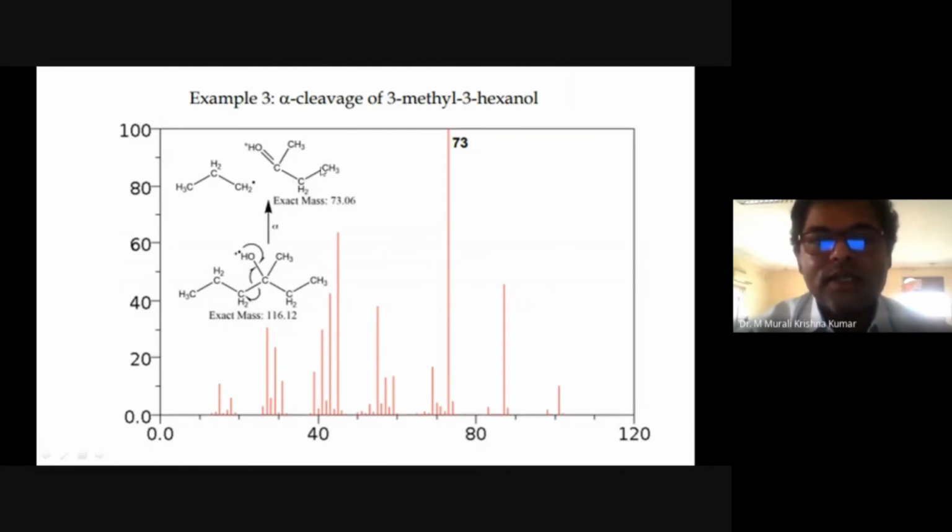As you are increasing the number of substituents and the size of the substituent, as we have seen earlier also, the number of rearrangements, number of ionization sites, and number of possibilities are going to be reduced. Thereby this particular ion can survive for more time. So 73 is the base peak over here.